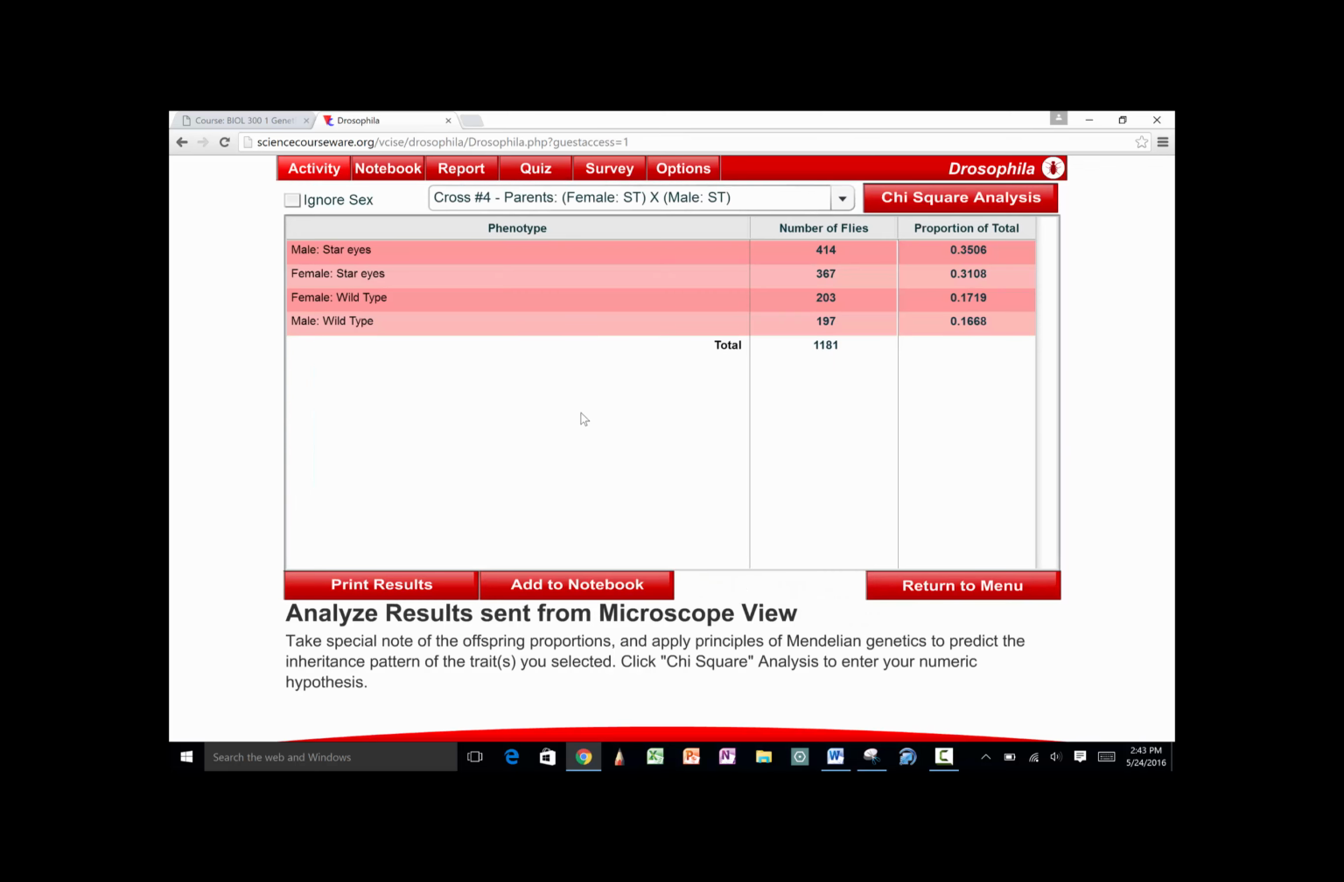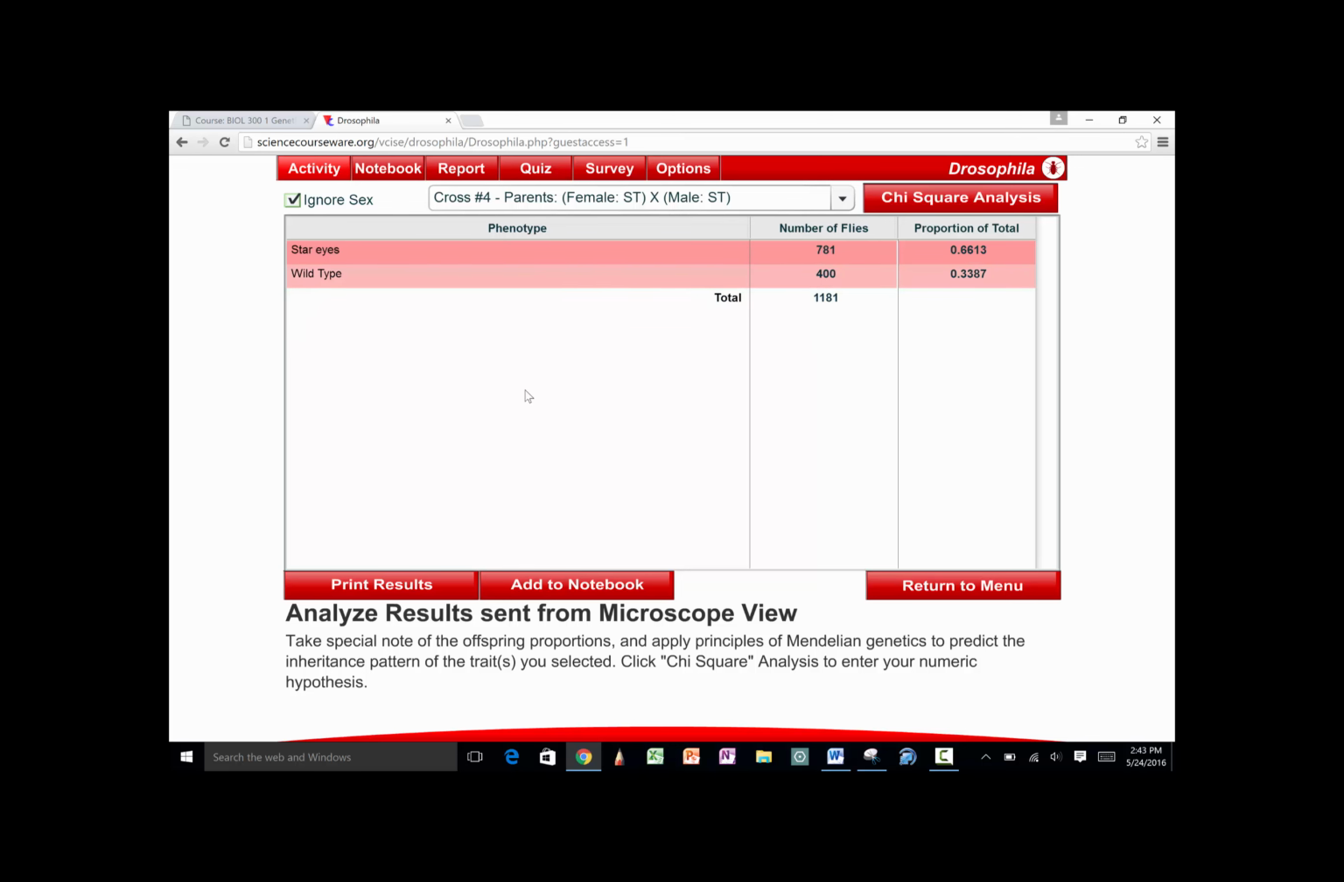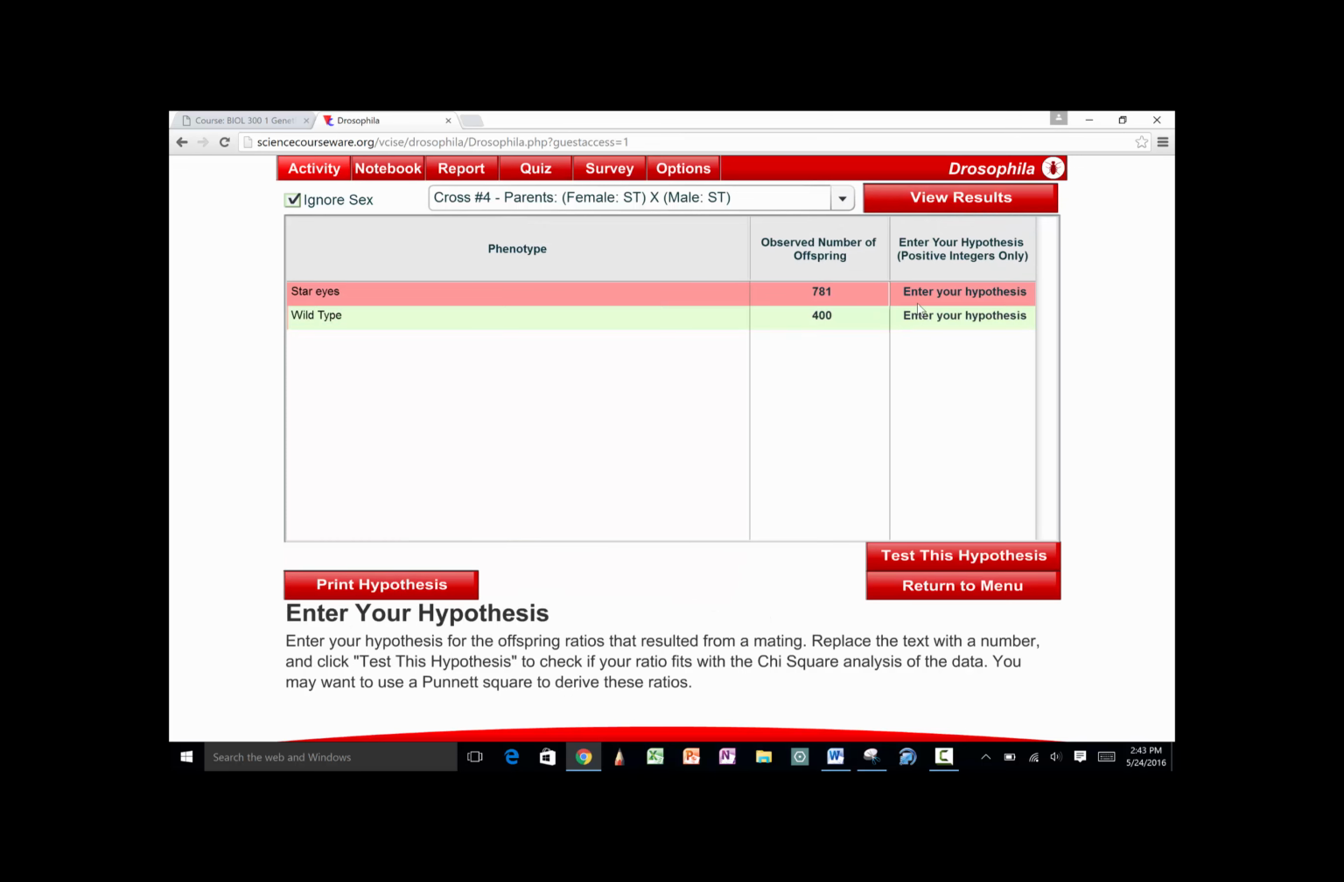Analyze results. We already know that it's not sex-linked because we showed that in the first cross, so we can ignore sex. And now what do we got? We got 781 to 400. All right, now, and we know this is a monohybrid cross. We crossed 2 monohybrids together, 2 heterozygotes. So let's do a chi-square analysis. If it's a monohybrid cross, we might expect it to be a 3-to-1 ratio.